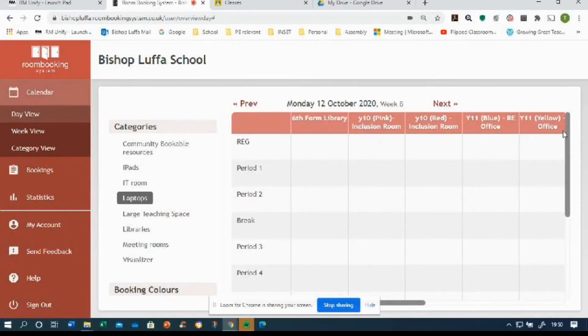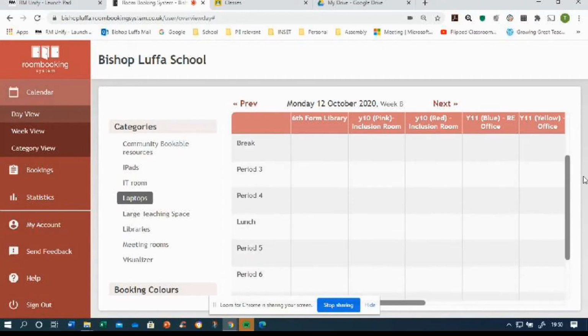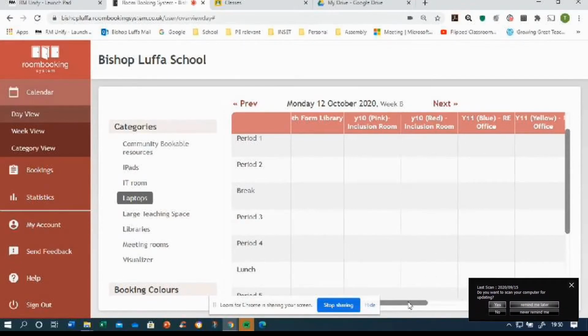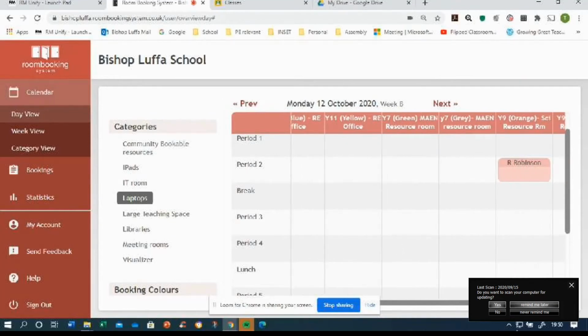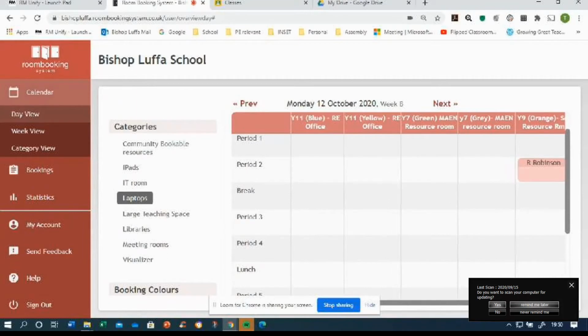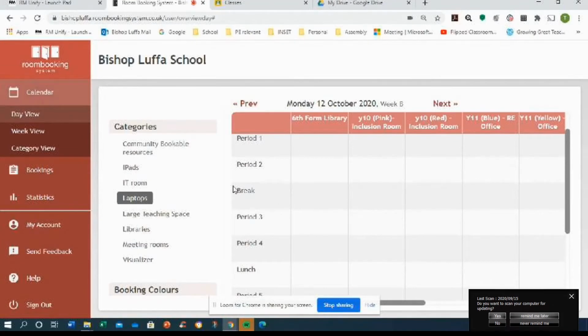So let's just say that's tomorrow, and I can see straight away there's no laptops booked for any members of staff. So at the moment, this is great, and you can see that all the different year group areas have actually got laptops available to them, some more than others. So particularly year 11 have got an awful lot of laptops available to them. The only year group in there that doesn't yet have a laptop set to use is year 8, but we can arrange for that to happen if you need them.